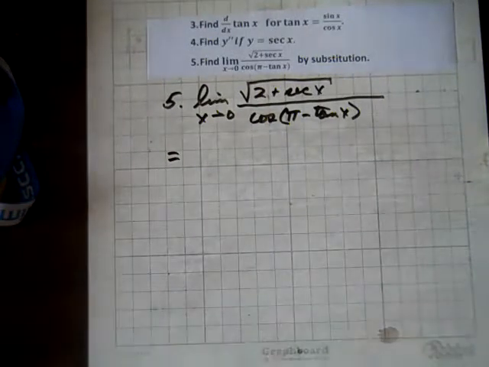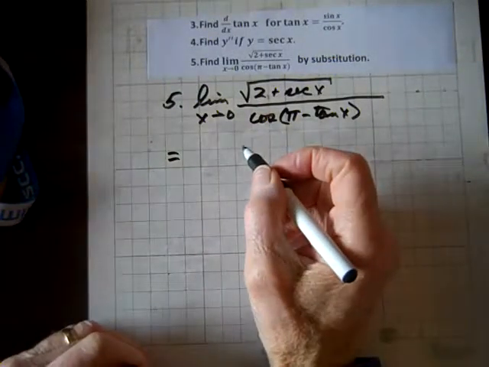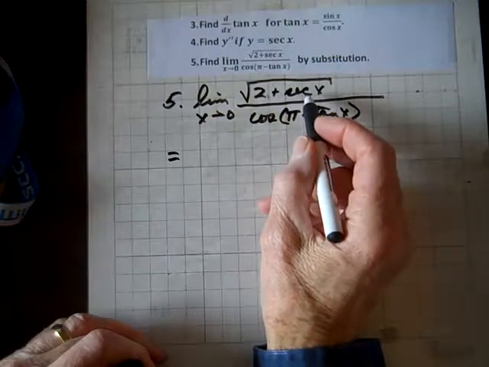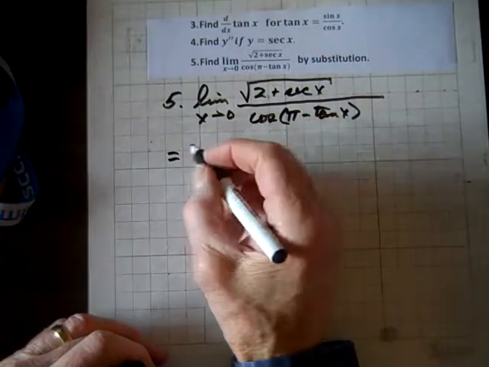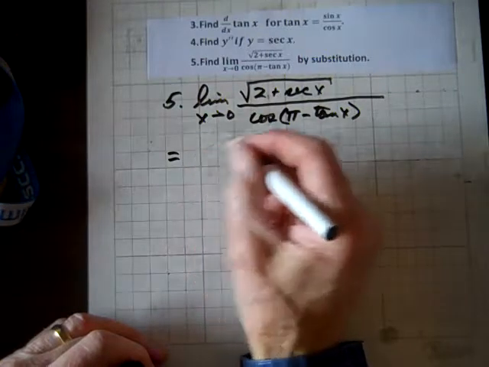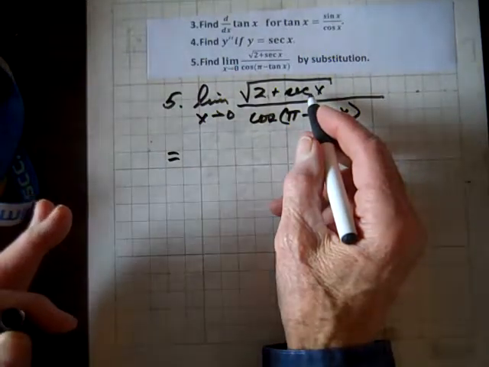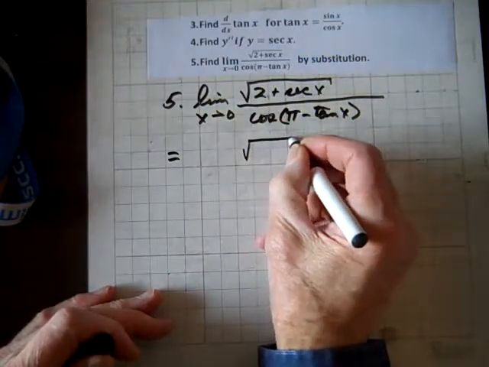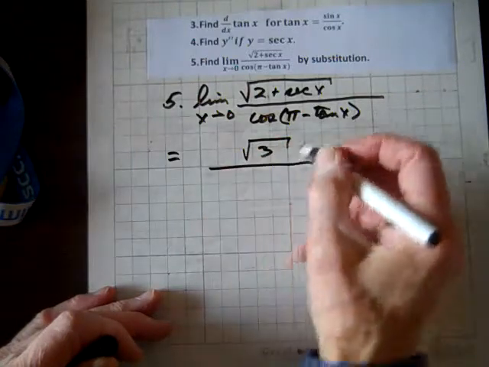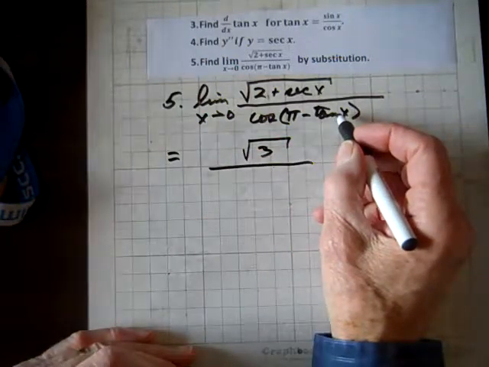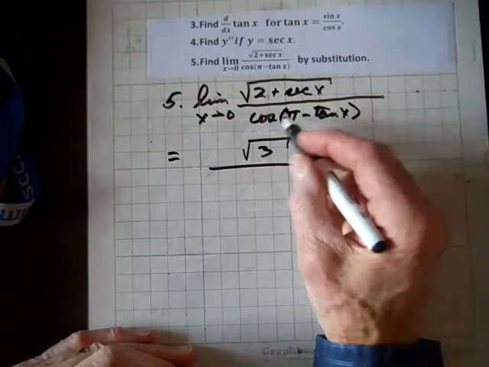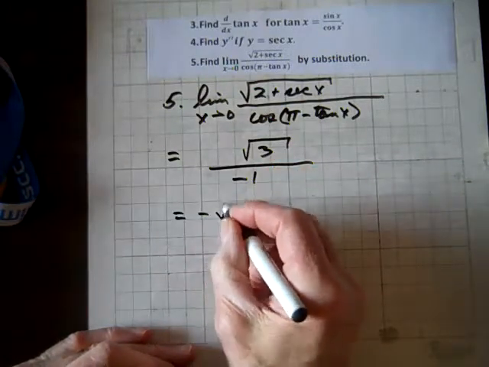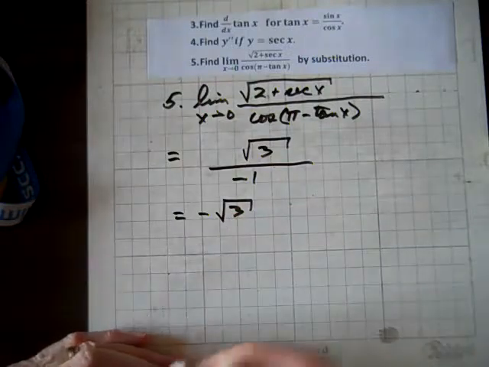Well, finally, we can do question 5, and we can evaluate directly here, because if we let x go to 0, the secant of 0 is 1. And so 2 plus 1 is 3, so we get square root of 3. Now downstairs, tan of 0, letting x be 0, is 0. And so we just get the cosine of pi, and the cosine of pi is -1, so that equals negative root 3. And we've done it.